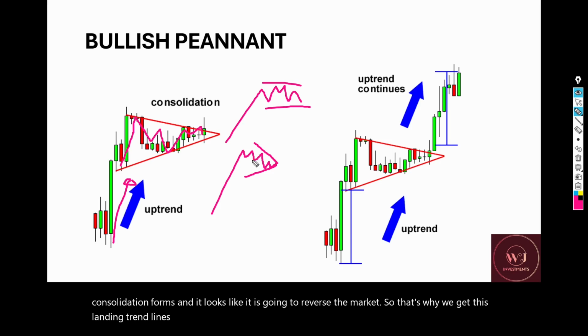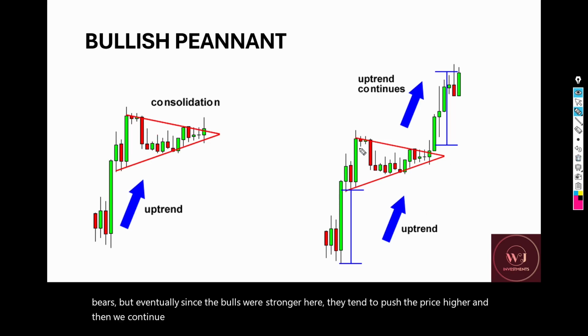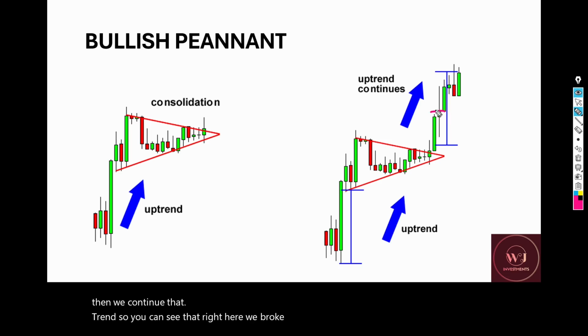Okay, so it shows that there is a short-term fight between the bulls and the bears, but eventually, since the bulls were stronger here, they tend to push the price higher, and then we continue the trend. So you can see that right here we broke out, and then we had our wave up.